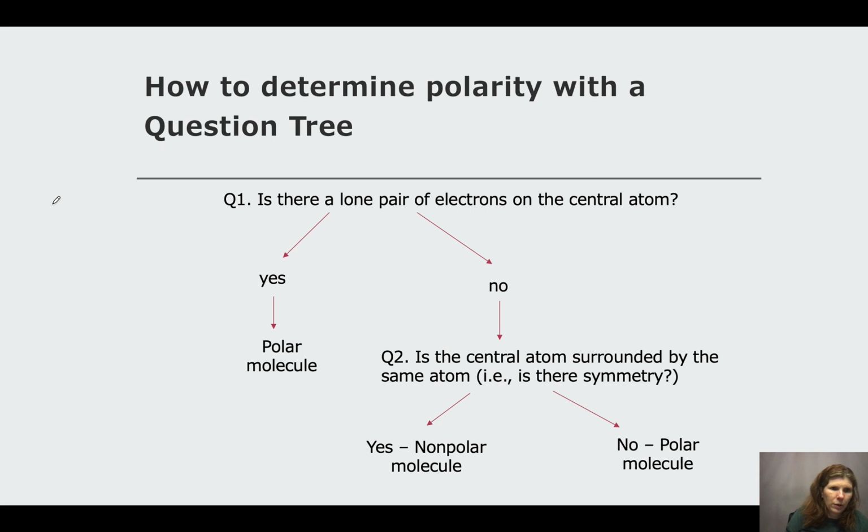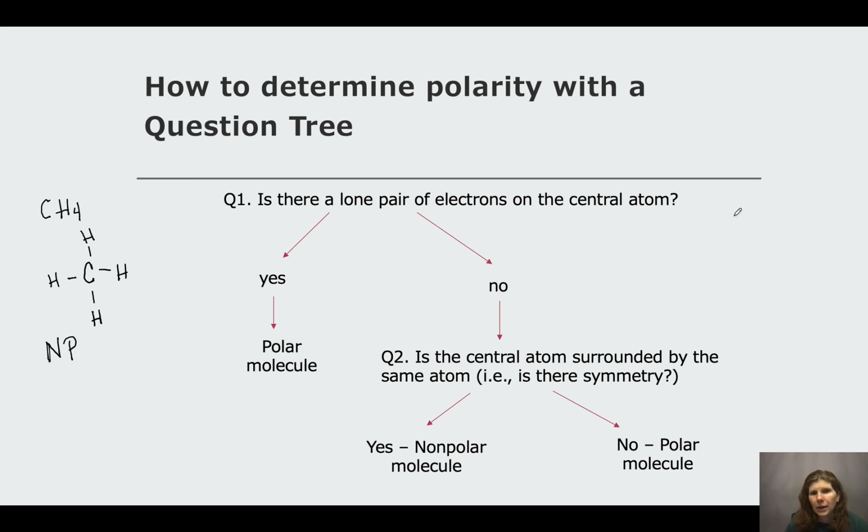And I'm going to start here with CH4. This is known as methane. And this would be drawn like this. And one more hydrogen. Okay. So the very first question that you're always going to ask is: is there a lone pair of electrons on the central atom? And for this particular Lewis structure that I've drawn on the left, the answer is no. There are no lone pairs. So then you're going to go to the second question, which is: is the central atom surrounded by the same atom? And yes, it is. It is surrounded by hydrogens. Therefore, this one is going to be a nonpolar molecule.